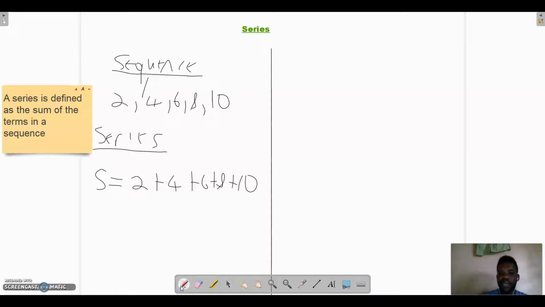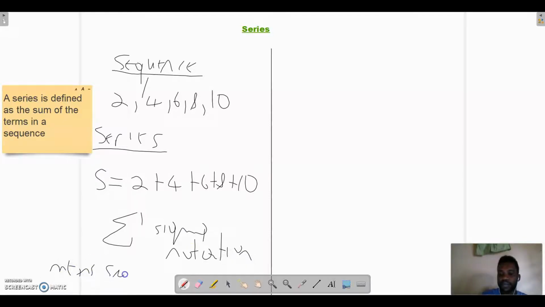Now there's a simpler way of writing a series. We can use what is called sigma notation. Sigma notation actually means sum of. It's a Greek notation. So how do I generally represent a series? Taking the same series, let me call it S equal the sum of the sequence a_r from r equal 1 up to n.